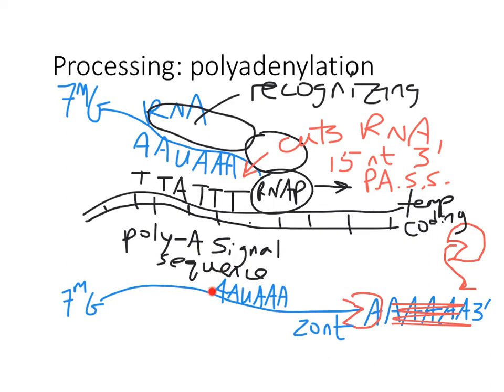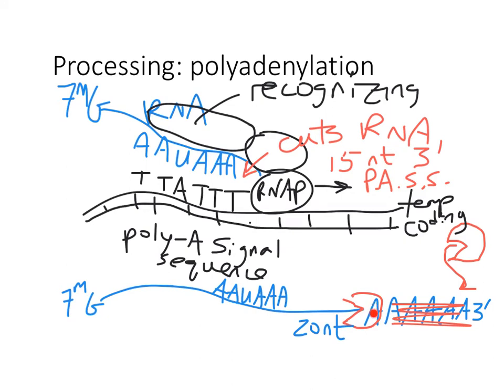In other words, this AAUAAA was the signal that RNA polymerase would stop transcribing. It had transcribed about 20 nucleotides before this protein up here that recognizes that sequence spots it and causes the RNA to be cut a few nucleotides downstream of that sequence.